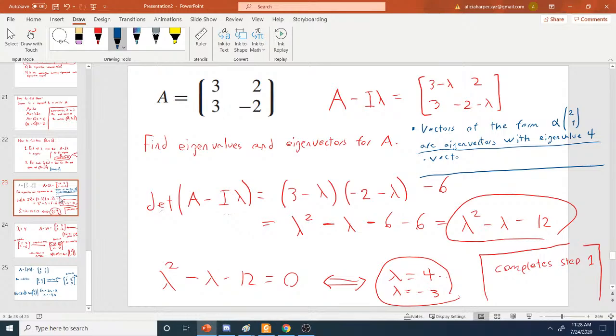So vectors of the form beta times negative 1/3, 1 are eigenvectors with eigenvalue negative 3. And this completes the computation of the eigenvectors and eigenvalues of A.